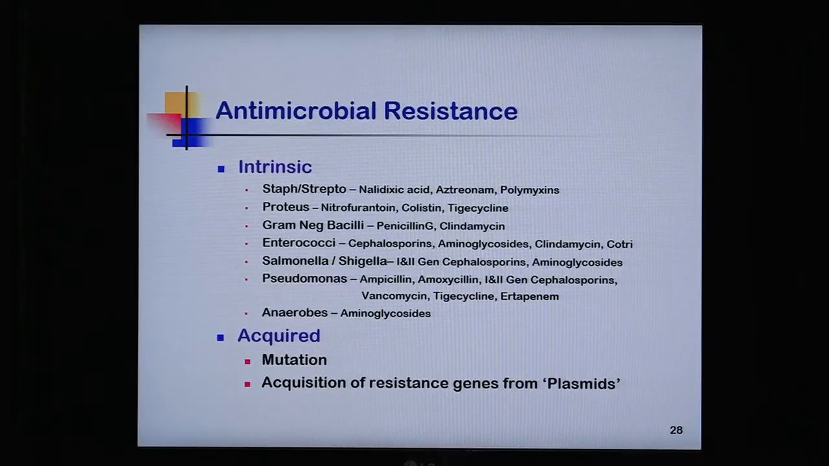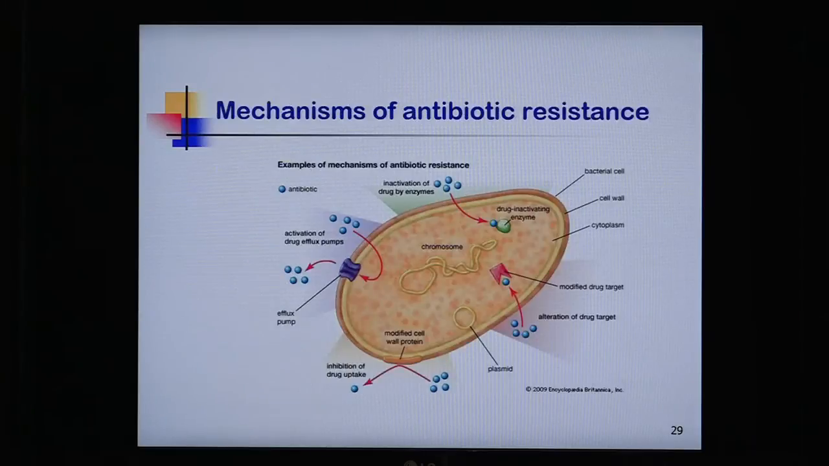The acquired resistance is the result of antimicrobial use. The more we use the antibiotics, the more the bacteria undergo mutation in their genetic machinery to develop resistance mechanisms against these drugs. And these resistances are transferred from one bacteria to the other with the help of plasmids. There are mainly four mechanisms again of development of antimicrobial resistance.